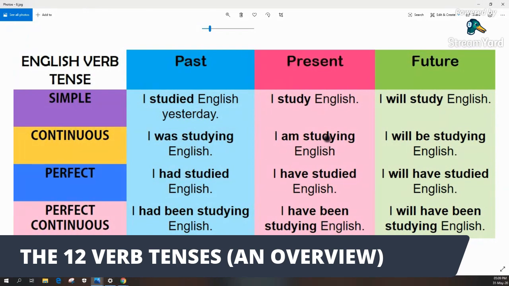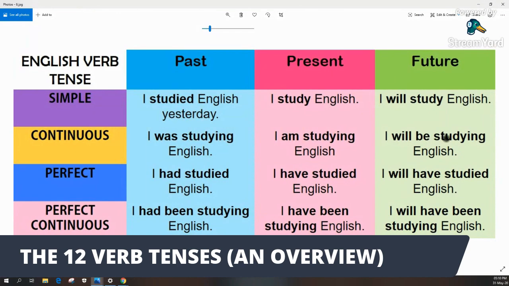Then, for our present continuous, so I am studying English. So this is to indicate action going on at the time of speaking. Again, to indicate action going on at the time of speaking. So to indicate temporary action which may not be happening at the time of speaking with a habitual action verb, especially to indicate a stubborn habit. So that is the present continuous.